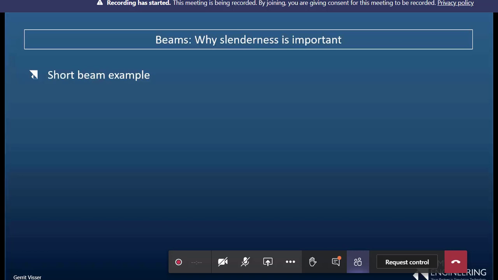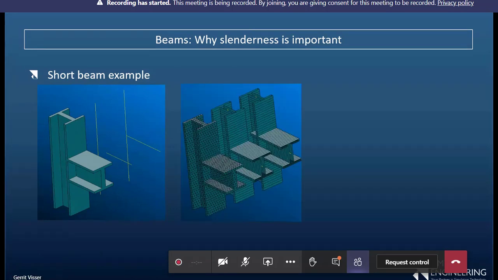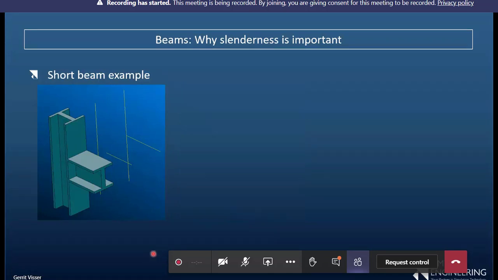So why is the slenderness important? Let's look at a very short beam, which is actually outside of the theory for beams. If I have a section like this, the height is about 20 millimeters and it is about 100 millimeters total. The aspect ratio of this I've worked out was around about 2, maybe a bit less.